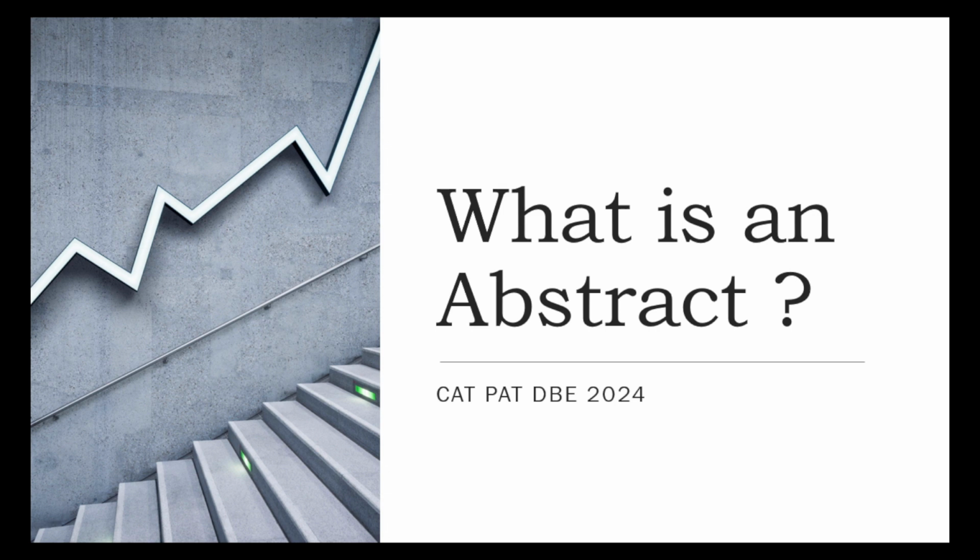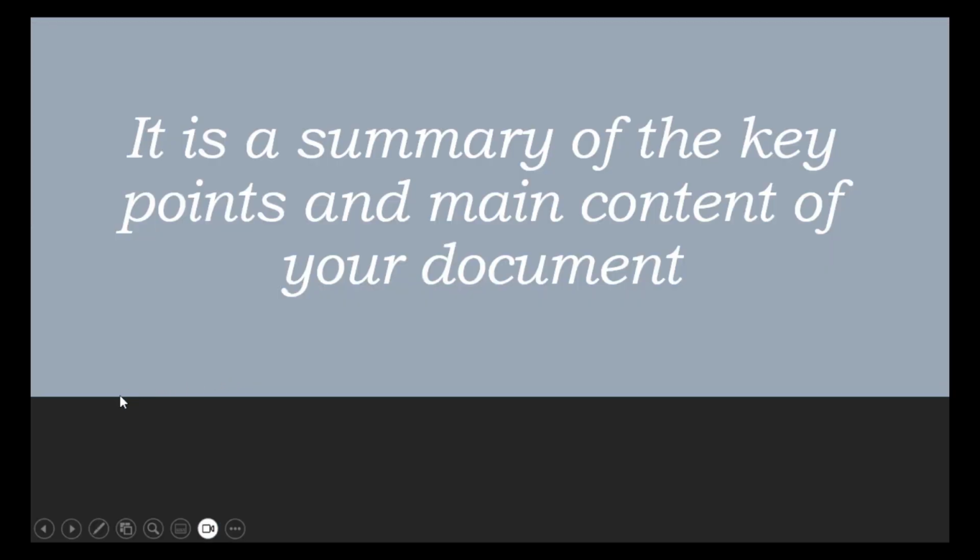So first and foremost, what is an abstract? What are we actually talking about? Well, it's basically a summary of the key points and the main content of your document. That's the abstract we're talking about. So I'm just going to go into a little bit more detail. In that abstract, you need to clearly state the reason for your research. Now, please remember, this is not going to be something that's incredibly long, so you have to summarize this.